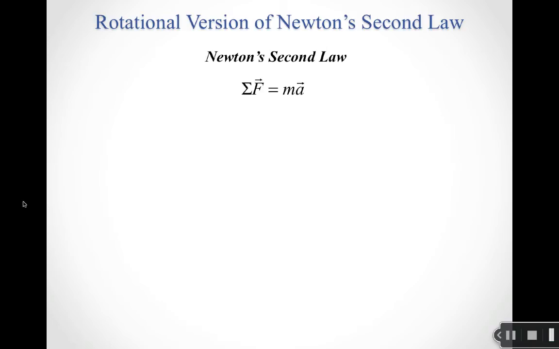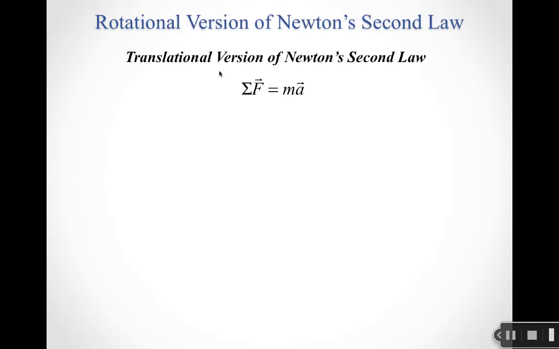So the next layer that we're going to add is talking about the rotational version of Newton's second law. Newton's second law up till now, as we've discussed it, basically says that the net force acting on an object is equal to mass times the acceleration. So this is a vector summation, and that sum is going to be equal to mass times the acceleration vector. But really we want to think about this as the translational version of Newton's second law.